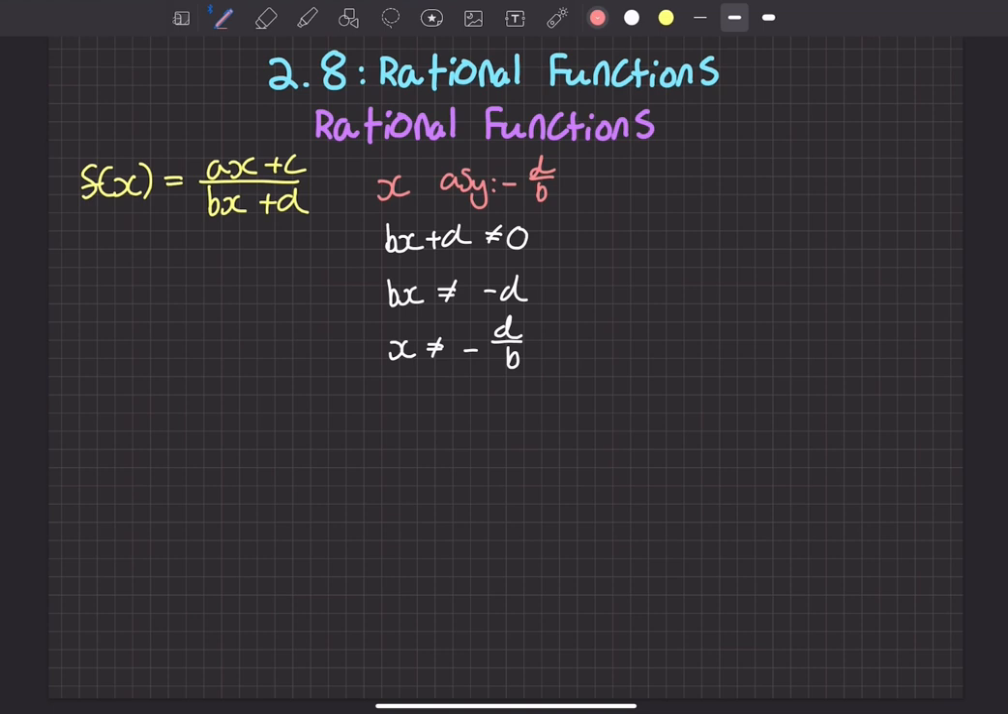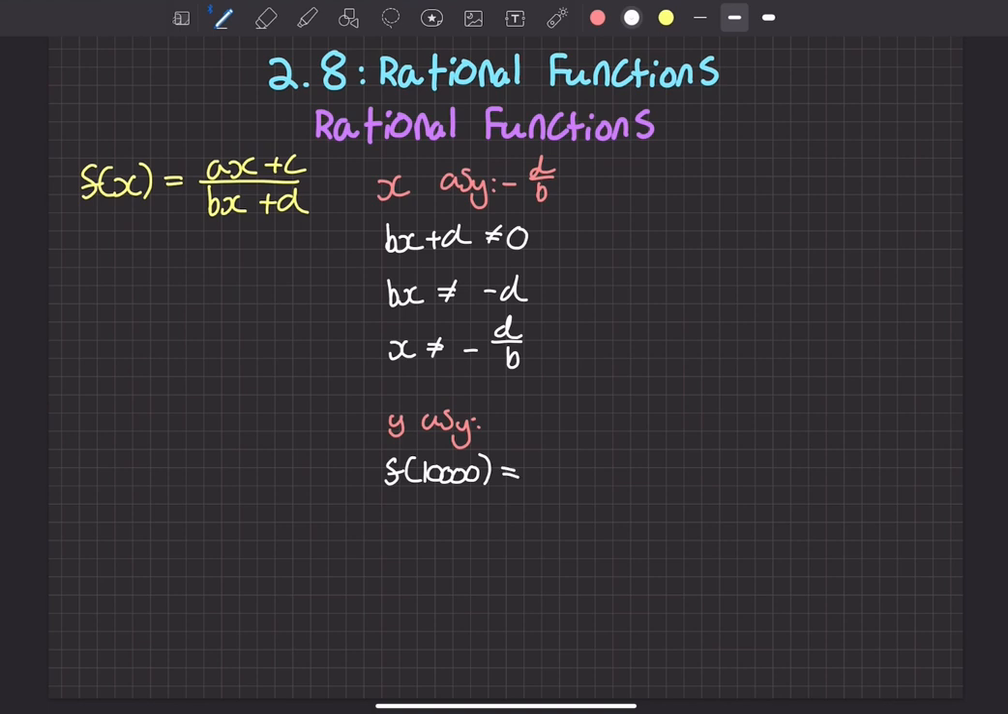And now we move on to the y asymptote. And if you remember, for reciprocal functions, we said the y asymptote is always 0, but now that's not going to be the case. And why is that? Well, we know that the y asymptote is when you have a function of a really big number, right?